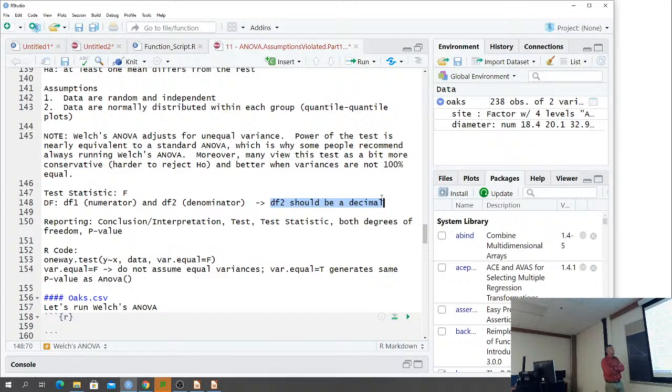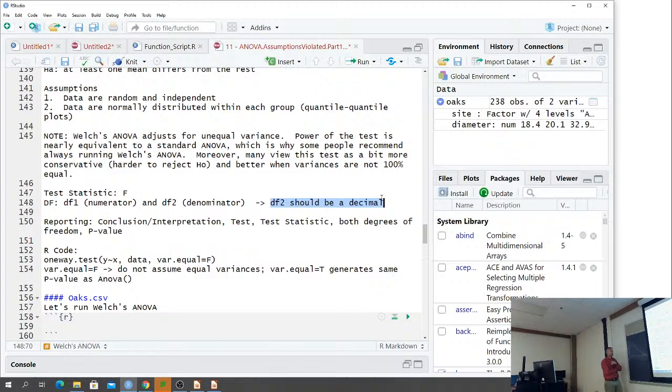And then reporting, we report the same thing as we do for our Anova. So conclusion, interpretation, the test statistic, both of our degrees of freedom, including the decimal, and our p-value. Now, how do we run it? It's going to be a little bit different. We can't make a linear model and then view the Anova table. That's not going to work.